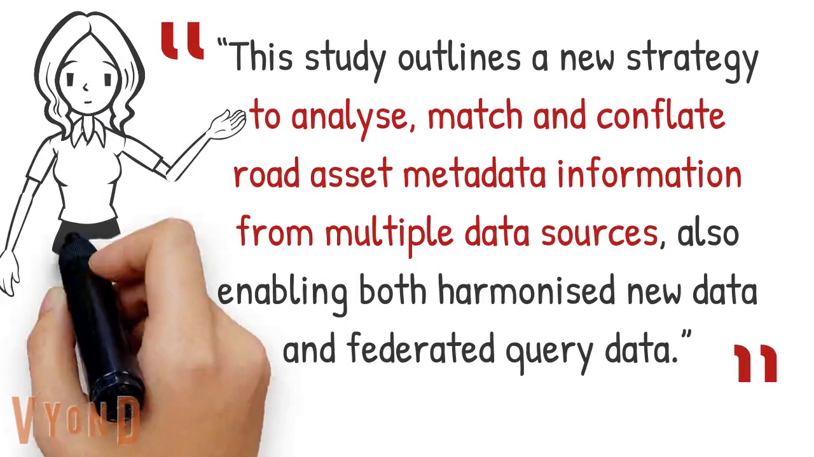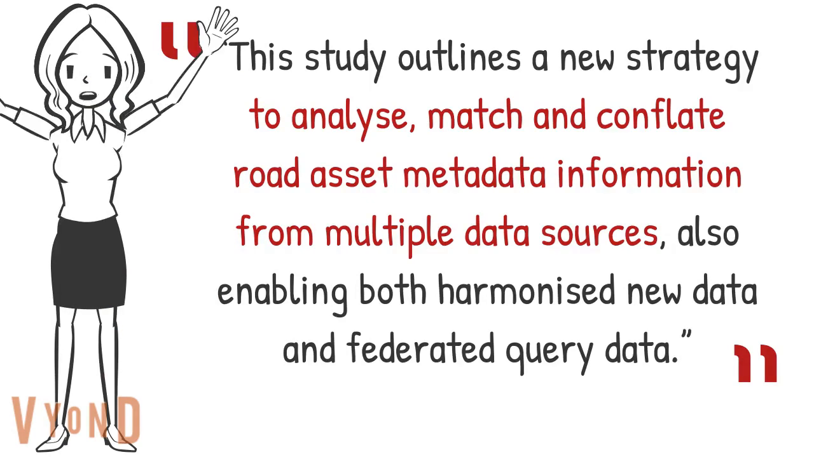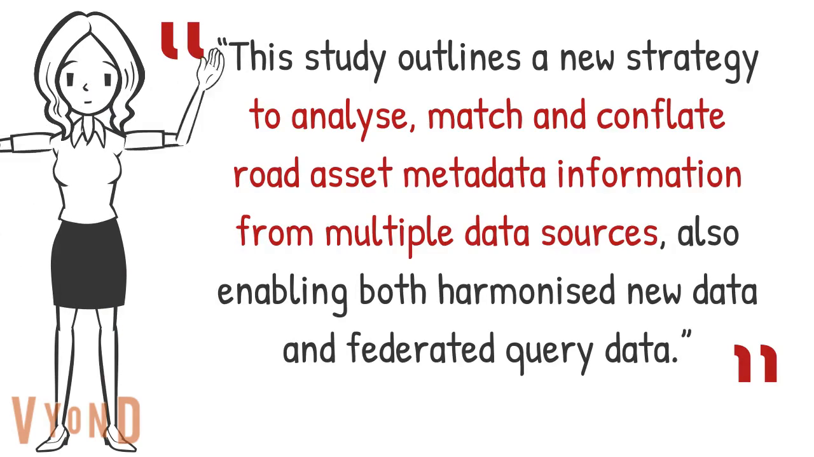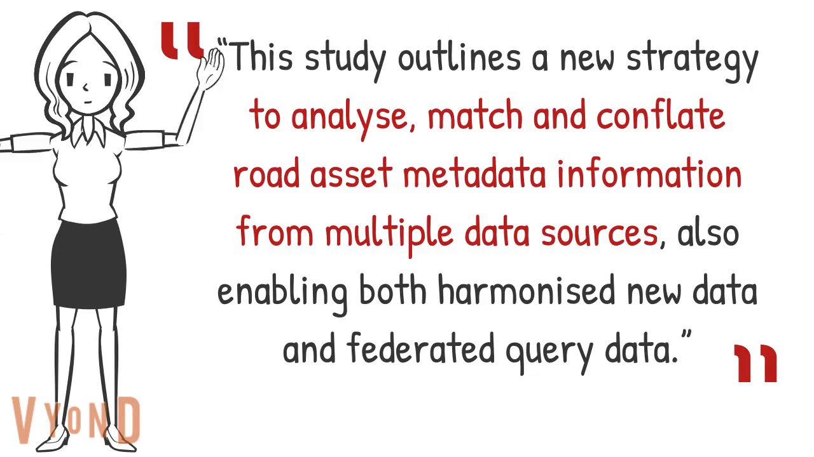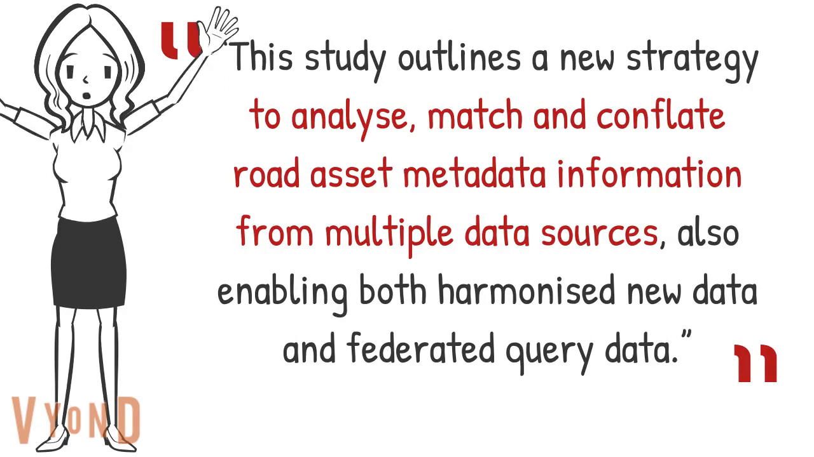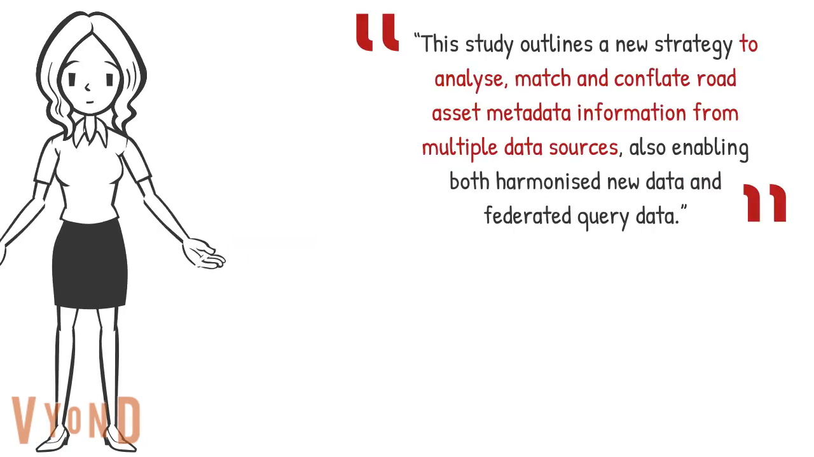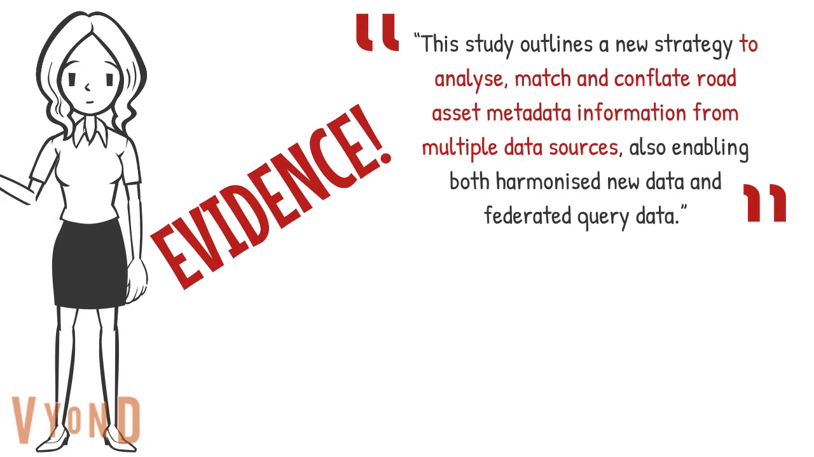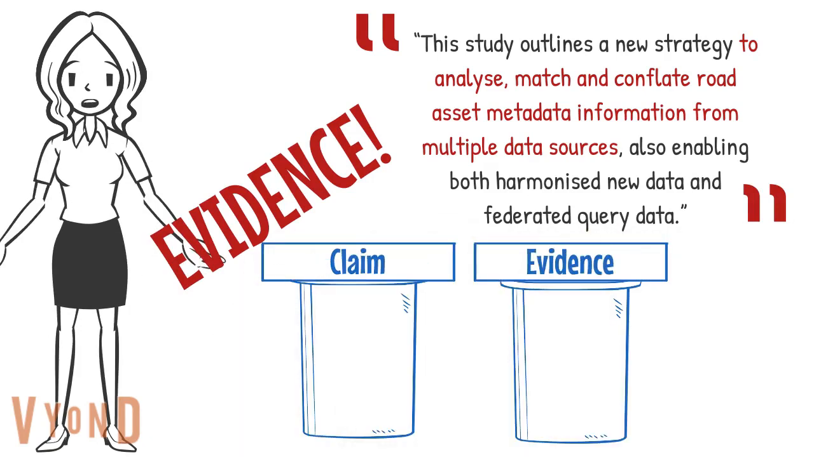This example states that the paper proposes a new solution to an existing problem, specifying the purpose and scope, to analyze, match, and conflate road asset metadata information from multiple data sources. As the thesis statement articulates the central argument or claim, this must be supported by evidence. In science and engineering writing, claim and evidence are the two fundamental pillars. Without evidence, the claim is only an opinion.